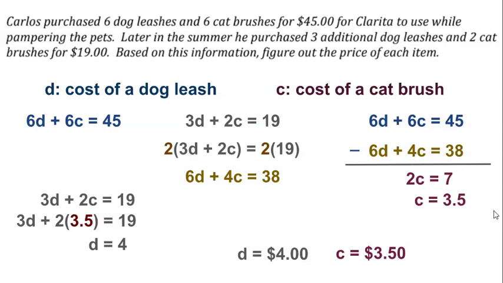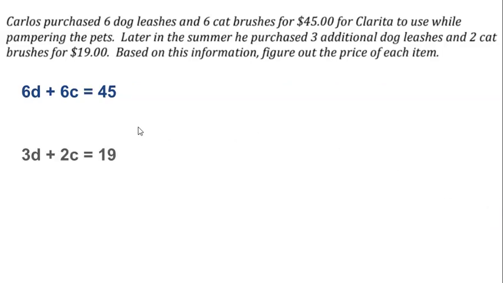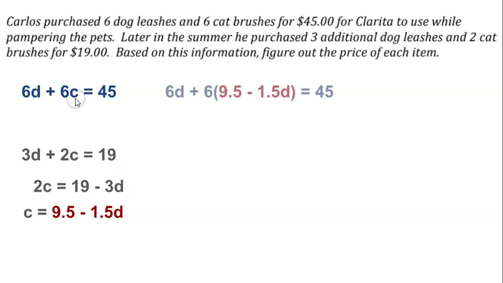So this was the elimination method used for solving systems of equations. Now let's look at the substitution method. For substitution, you want to isolate one of the variables in one of the equations and then substitute it into the other equation. So I'm going to choose this 3D plus 2C equals 19 and solve it for C. I'll start by subtracting 3D on both sides of the equation, then dividing both sides of the equation by 2. Now I'll take this 9.5 minus 1.5D and substitute it into C in my other equation.